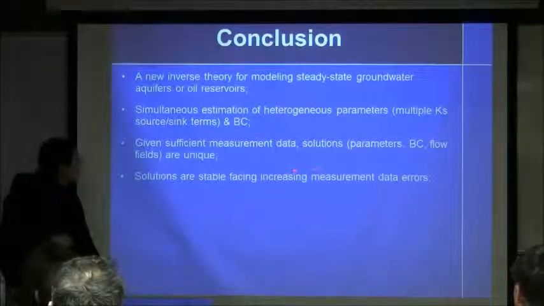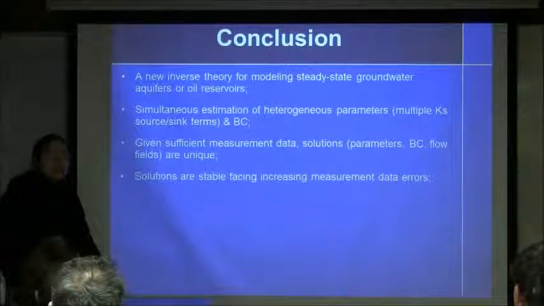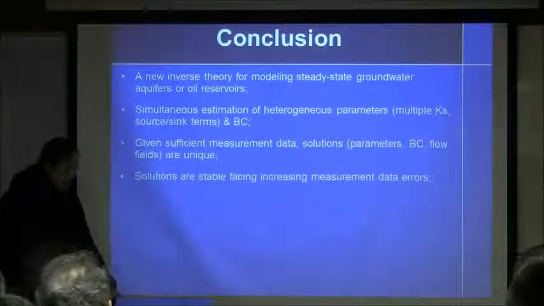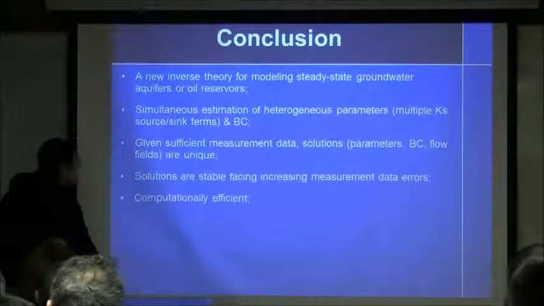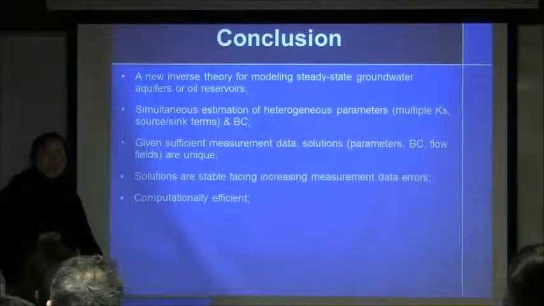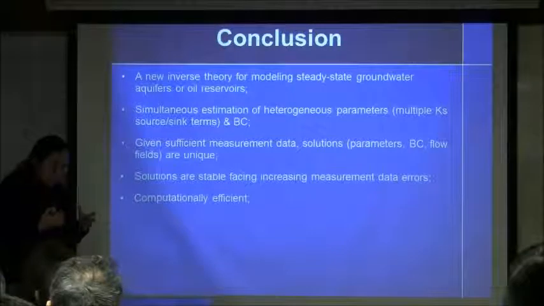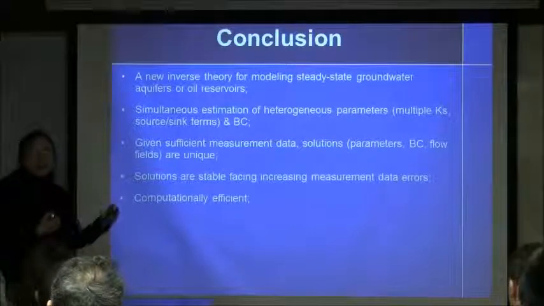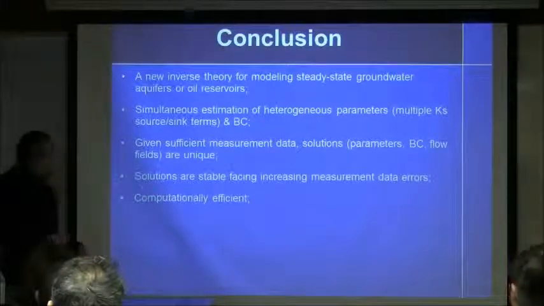Solutions are stable when we increase measurement errors. So I used measurement error up to plus or minus 10%. Right? That's huge error, but the solution was stable. Computation is efficient. Traditionally, most current inverse methods need to solve the forward model multiple times, sometimes thousands of times, to use global optimization. We only solve it a few times.